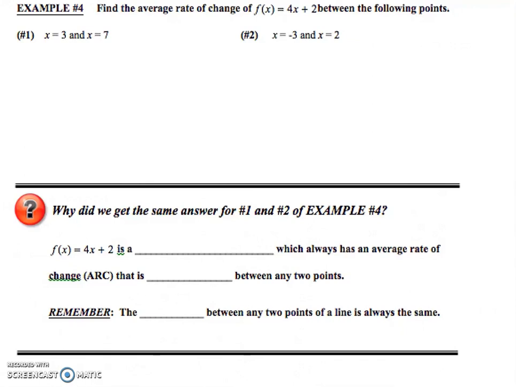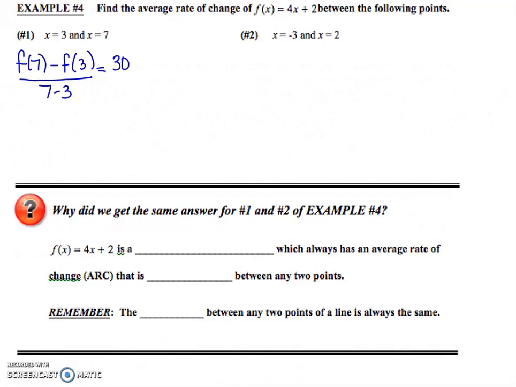For example 4, we're supposed to find the average rate of change of f of x equals 4x plus 2 between the following points. So for the first one, we want to find between x equals 3 and x equals 7. So our average rate of change here is just going to be f of 7 minus f of 3 over 7 minus 3. Okay, well, when we plug 7 into the function, because that's what f of 7 means, 7 times 4 is 28, 28 plus 2 is 30.